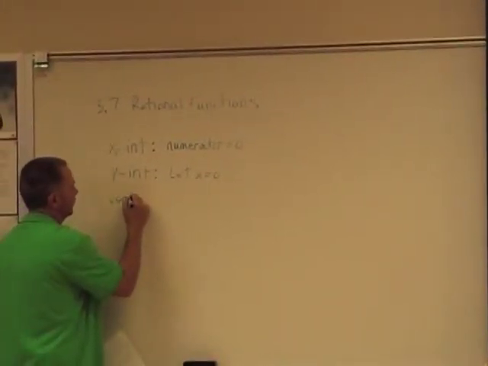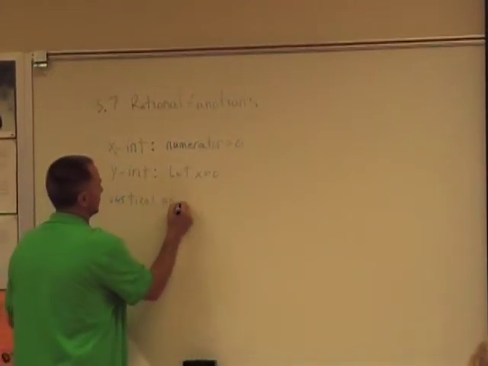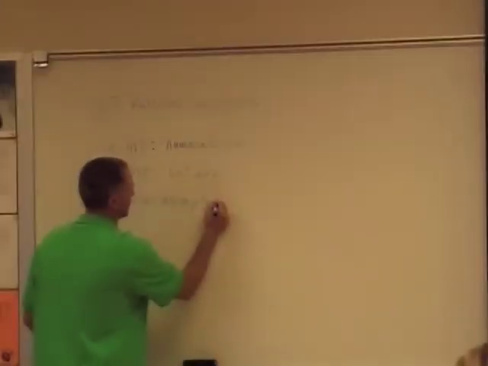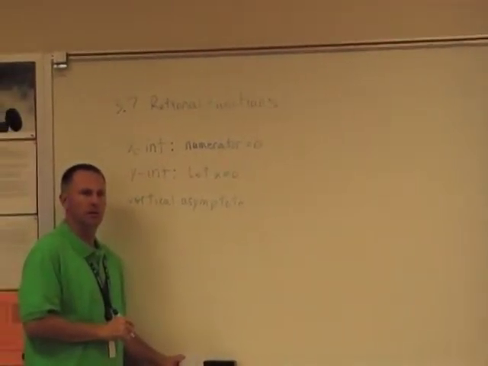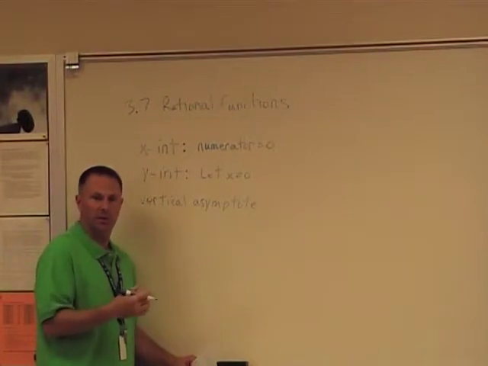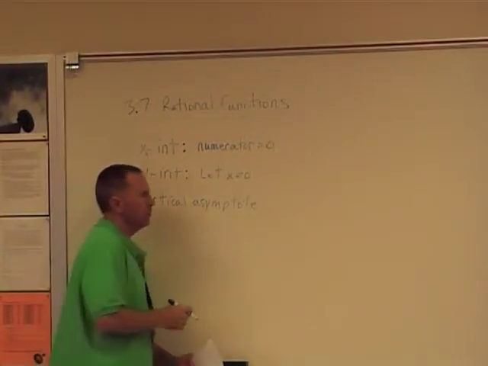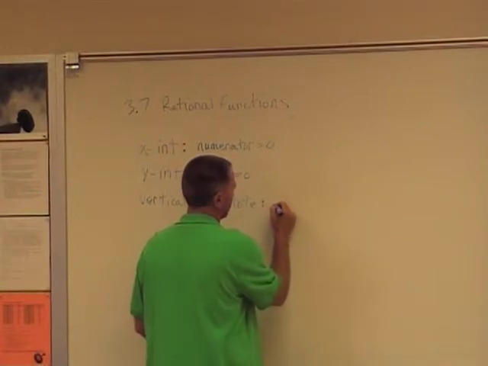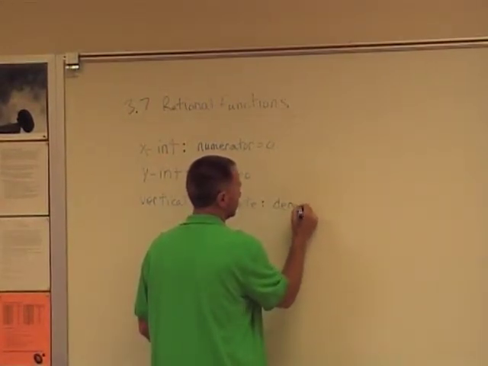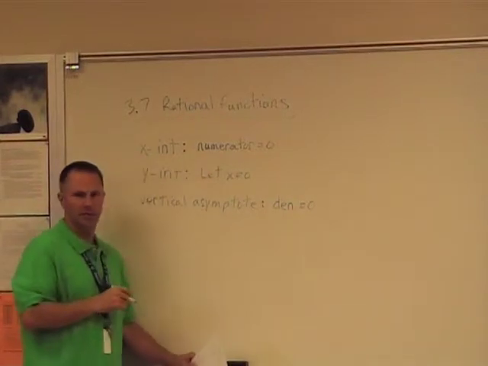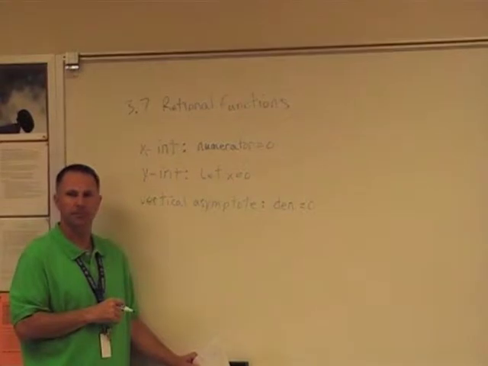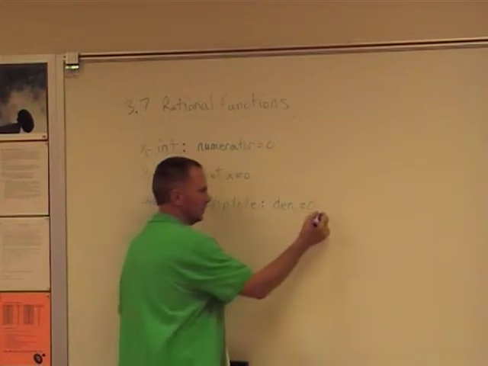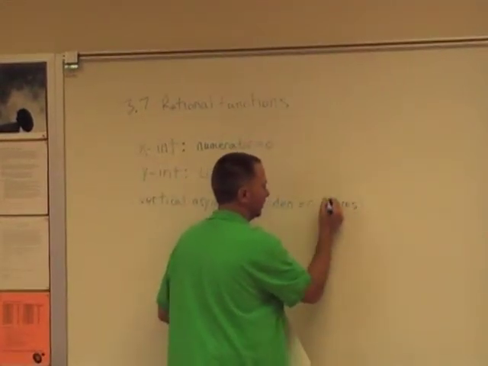Then you're going to need to find your vertical asymptotes. So what we're dealing with today, it's all about the denominators and numerators. So here we're going to set your denominator equal to 0 and find the zeros of your denominator. Okay. So we're wanting zeros of your denominator.